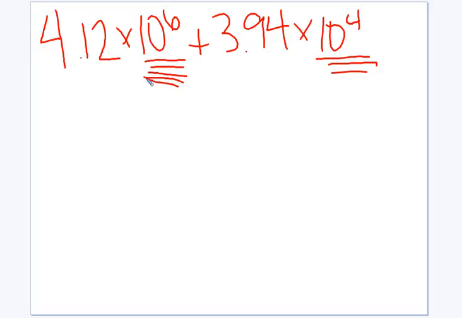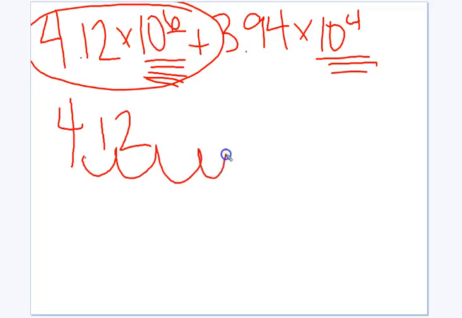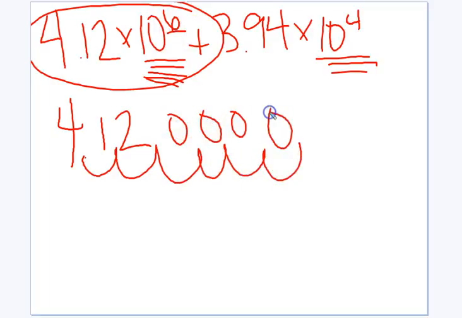So let's just talk a little bit about what this means. So this number actually needs to have its decimal moved over 6 places, right? 1, 2, 3, 4, 5, 6. So that's the real number. And if we wanted to make it 10 to the 4th, we only want our decimal to move 4 times. 1, 2, 3, 4. So our decimal should be here if we want it 10 to the 4th.